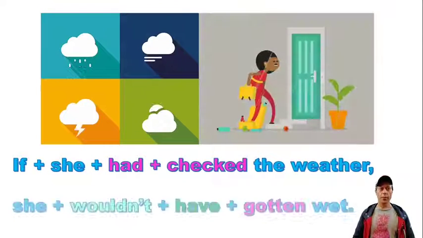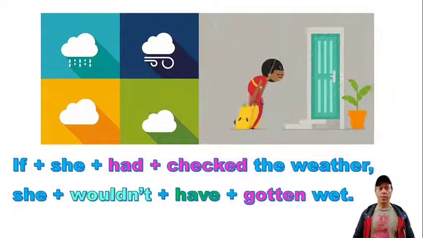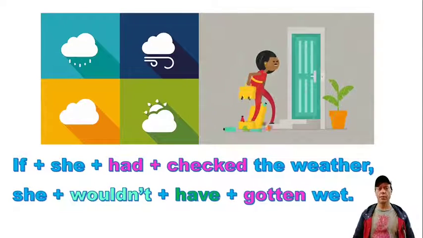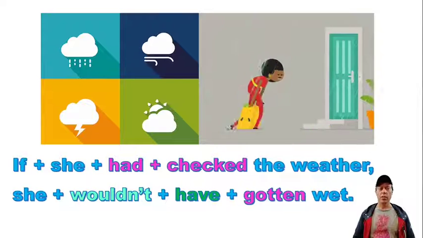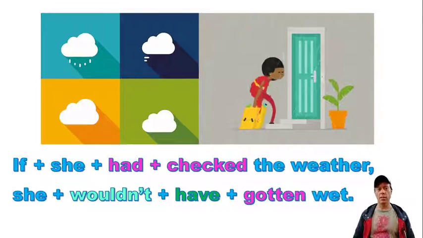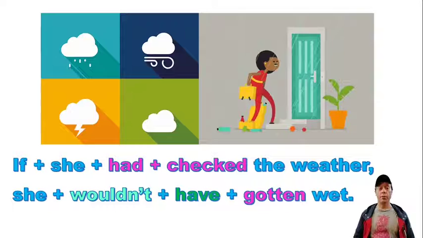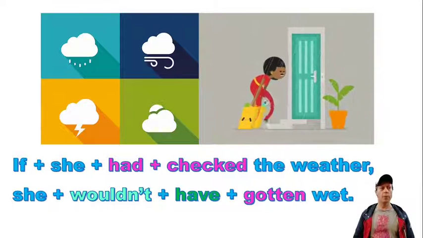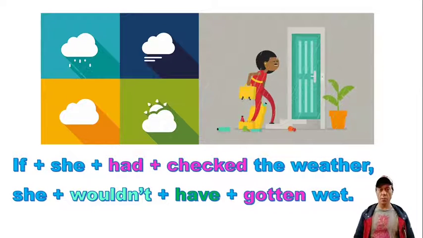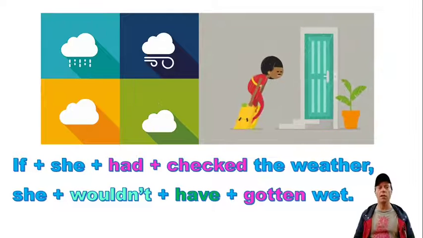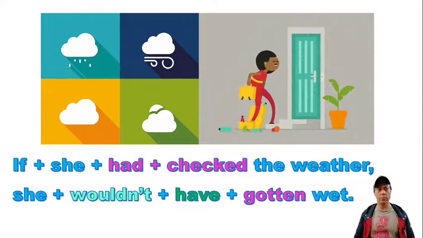If she had checked the weather, she wouldn't have gotten wet. This is definitely regret. The reality is she did not check the weather, and the effect is she got wet, and that is something regrettable. She regrets the situation. So she's imagining the opposite of reality because the opposite of reality would be better. So that's regret.